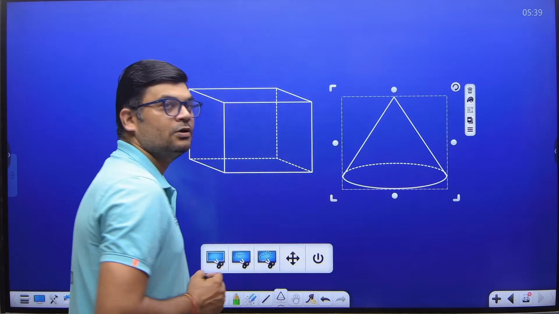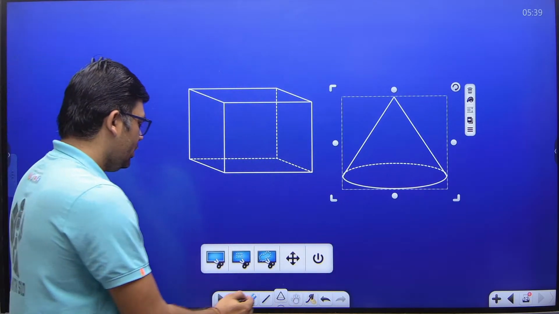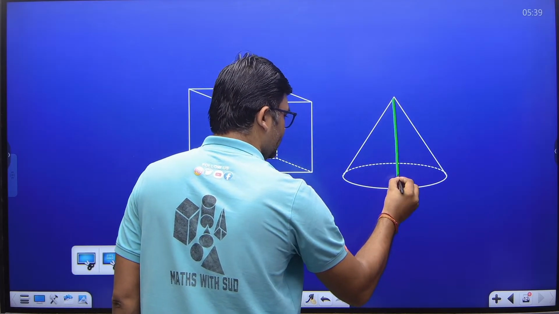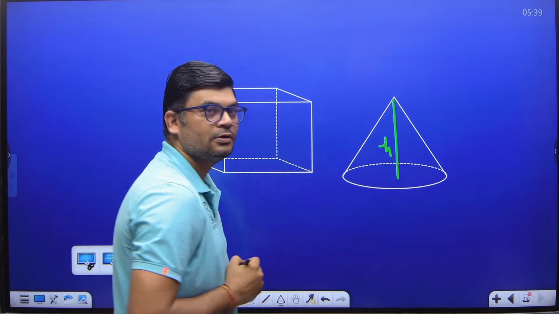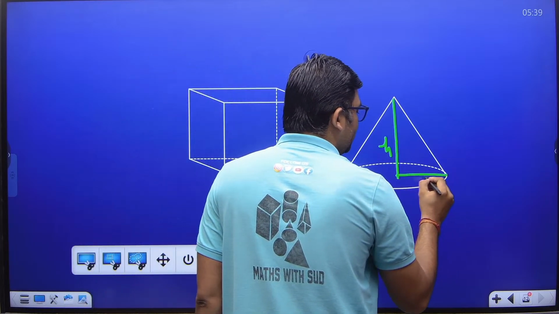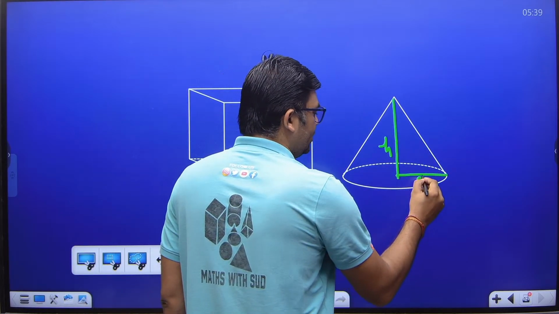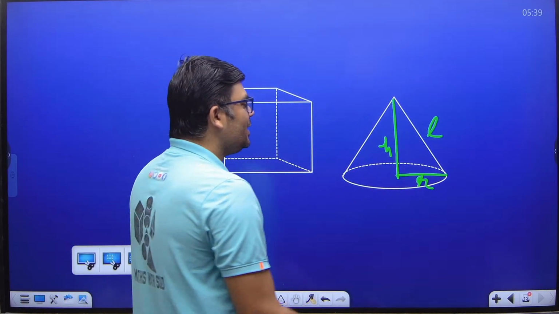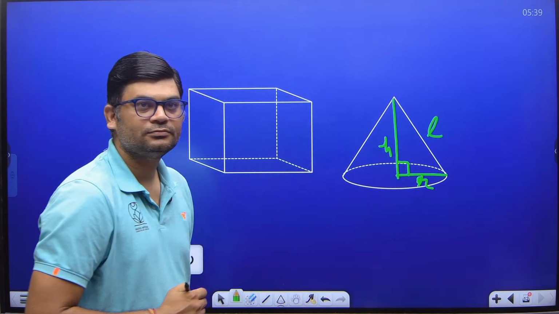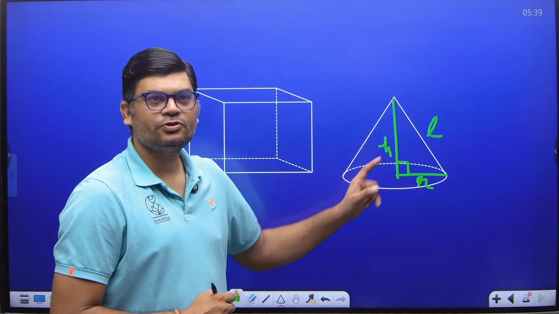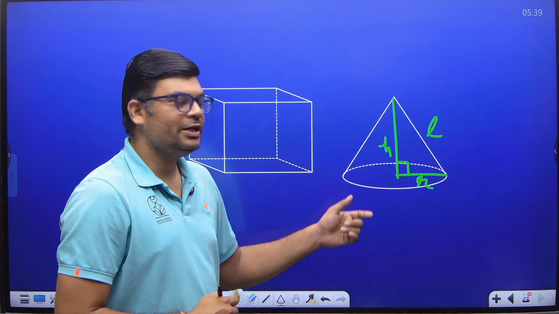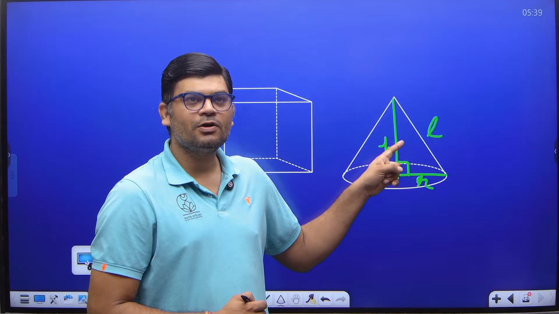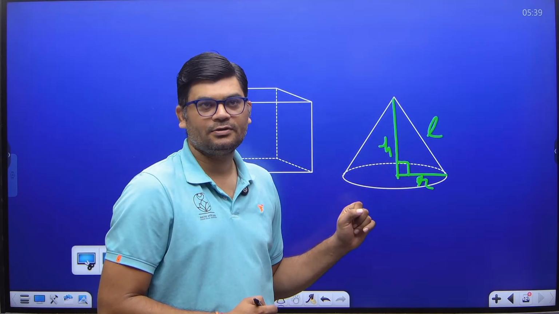So this is a cone. In cone, this length is known as height, this length is known as r, and this length is known as L. L is the slant height. If you see that this is a right angle triangle, it is forming a Pythagoras theorem. The Pythagoras theorem in a right angle triangle says that the square of the hypotenuse is equal to the sum of the square of the base and height.